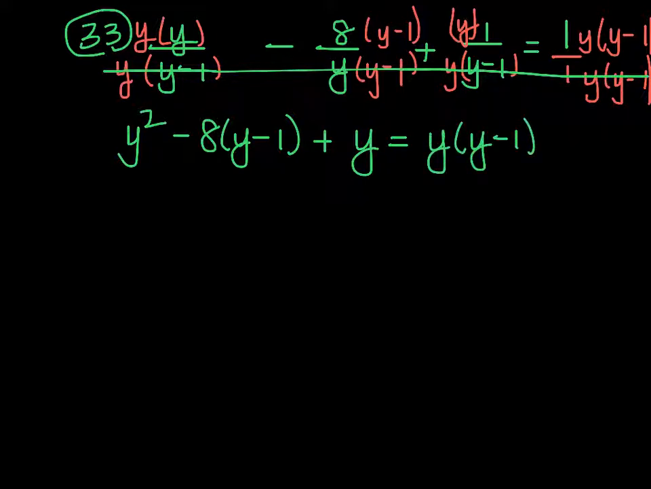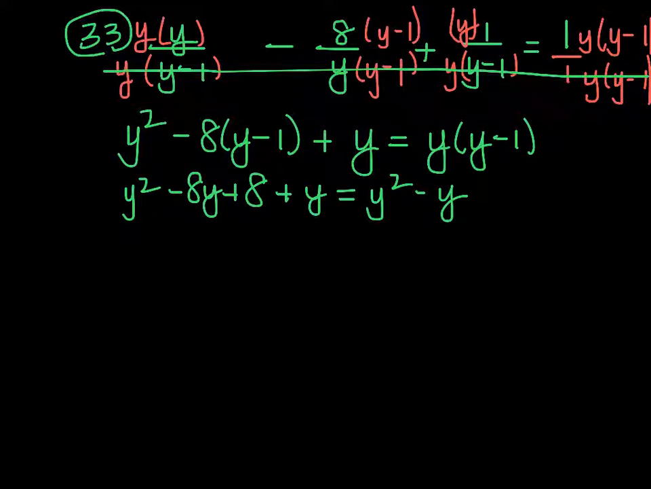All right, so now let me go through and do all the distributing. So I have y squared minus 8y. Remember, that's going to be a plus 8 because we're distributing the negative 8 through. Plus y equals y squared minus y. Well, I've got a y squared on the left and a y squared on the right, so I know those cancel out. Let's combine like terms on the left, and that's negative 7y plus 8 equals negative y.